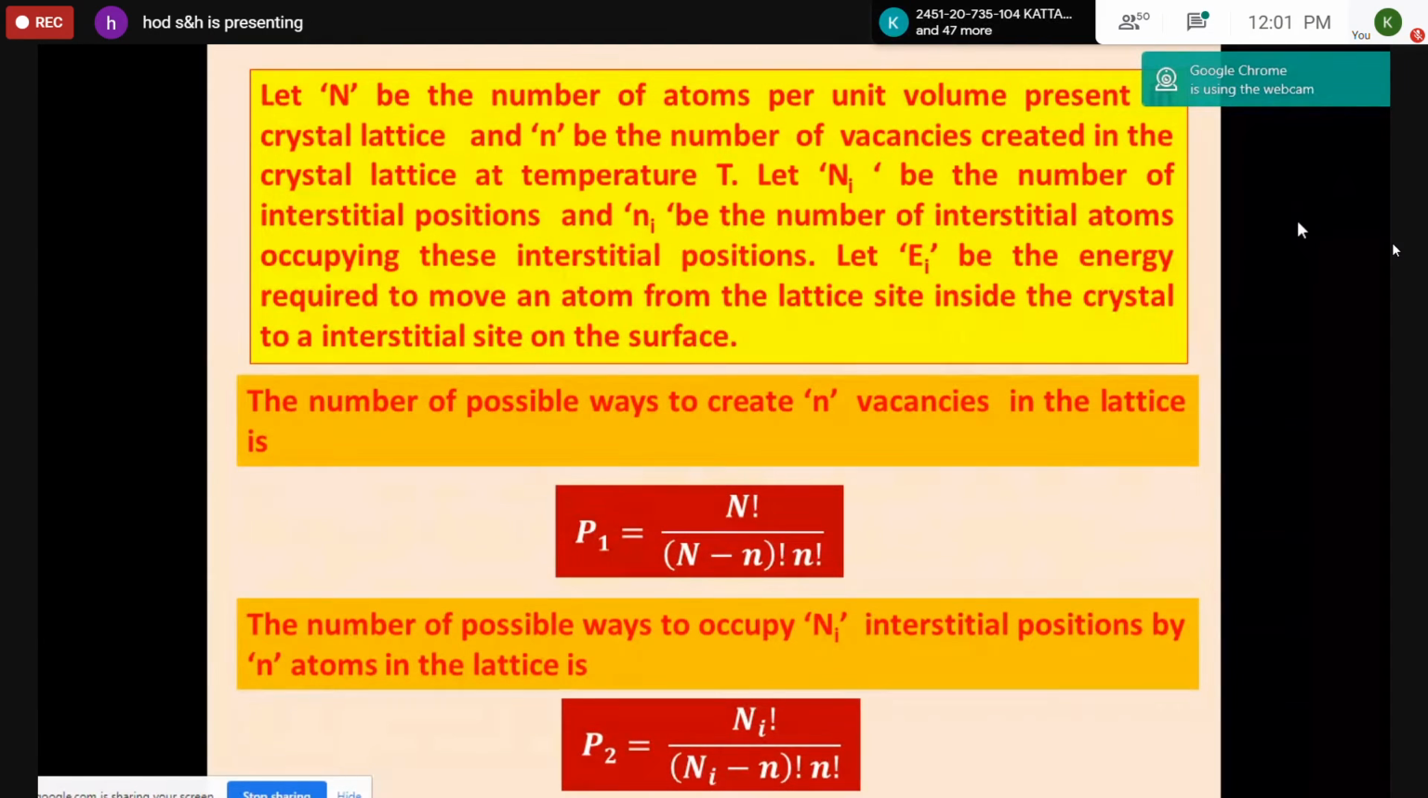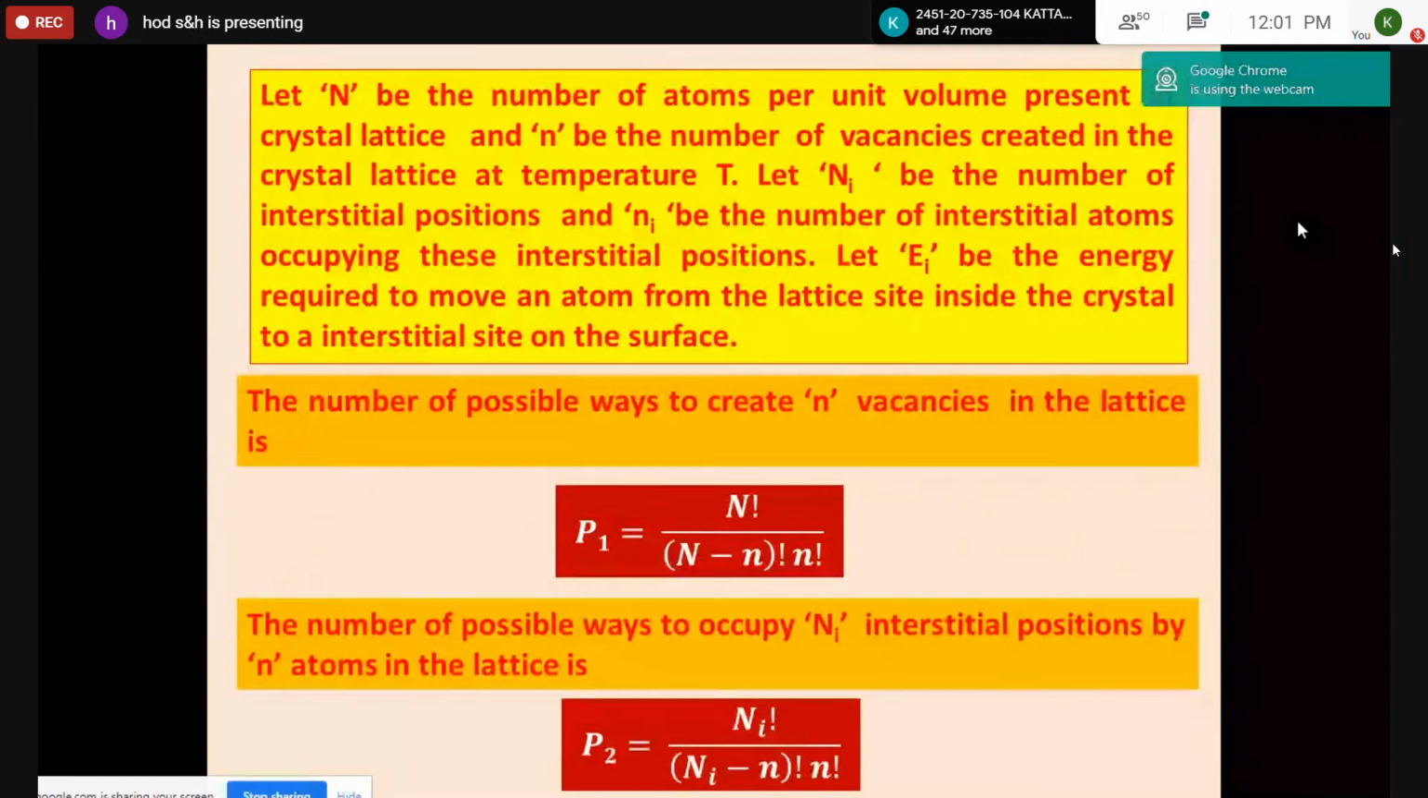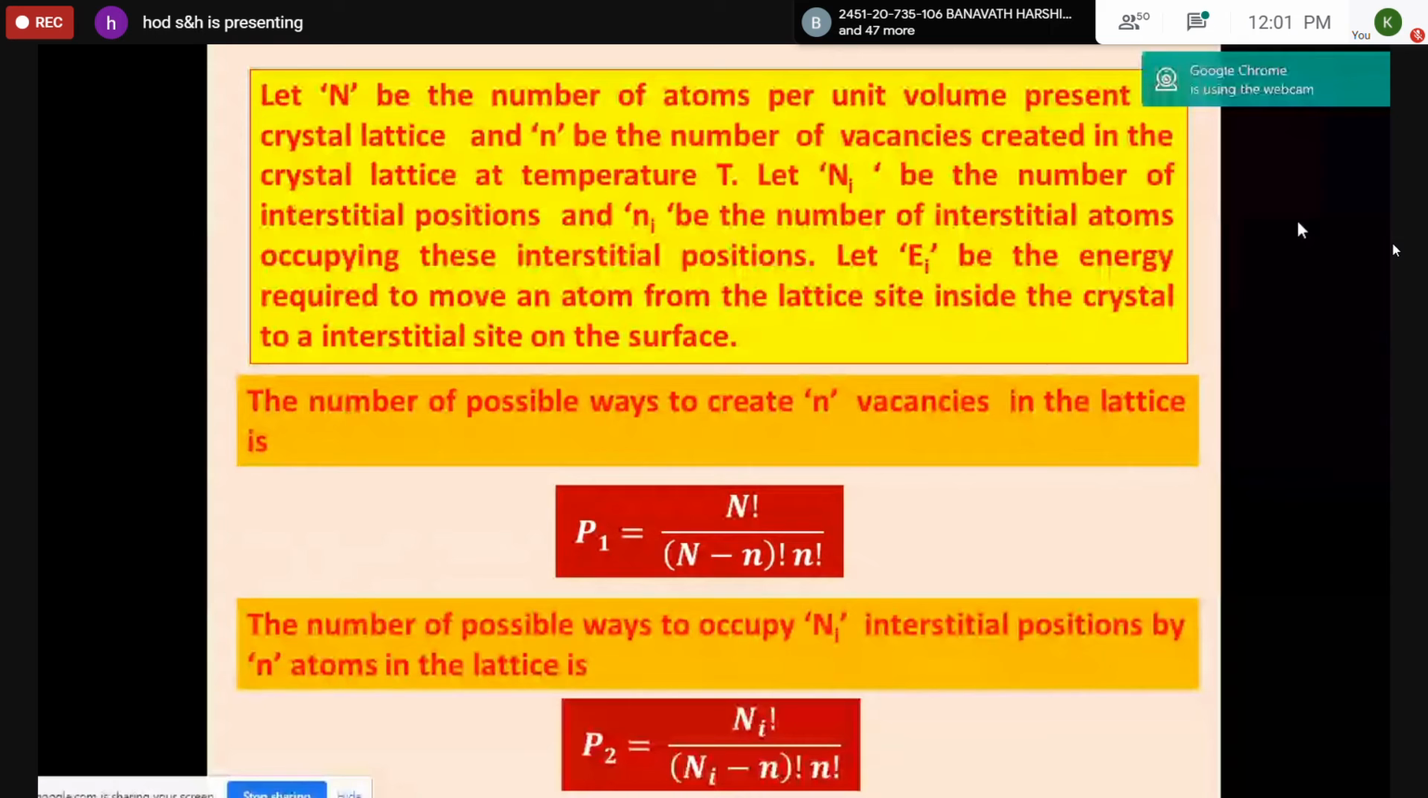So as I said, capital N is, it's not atoms, small typo error. Capital N is the number of ions present per unit volume in a given crystal. And small n is the number of defects, the Frenkel defects. Small n is the number of vacancies created in the crystal lattice at a temperature, and Ni is the number of interstitial positions. And Ni is the number of interstitial atoms occupying these interstitial positions. That means some vacancies are created, and some interstitial positions are occupied. So it can be taken separately.